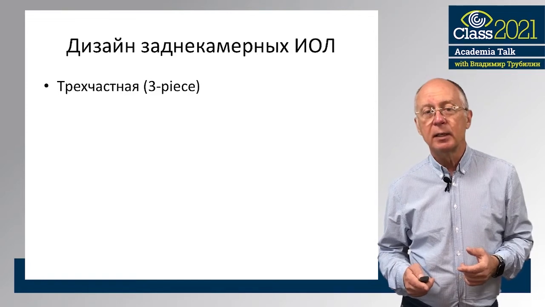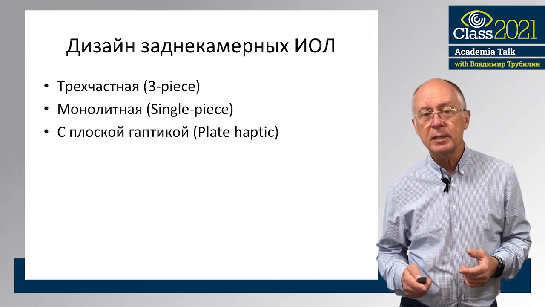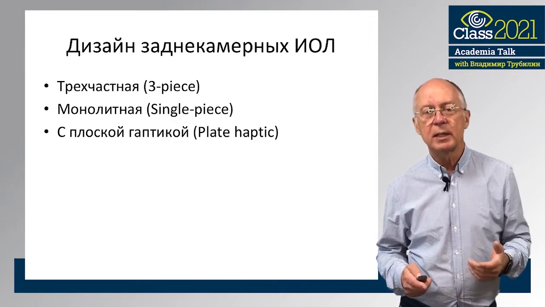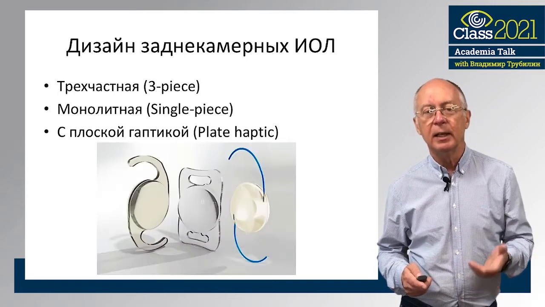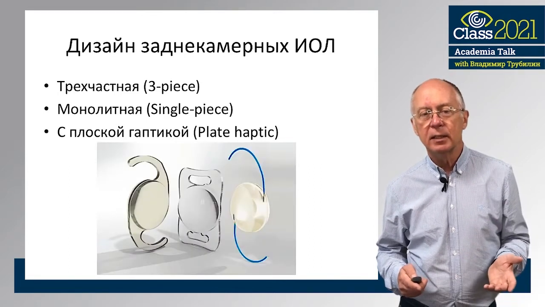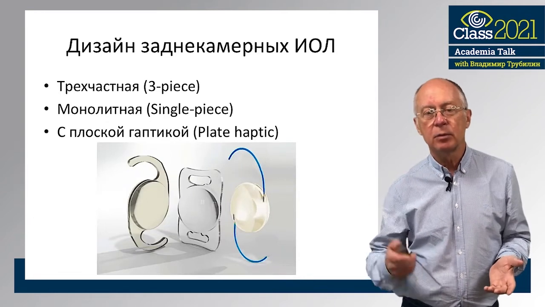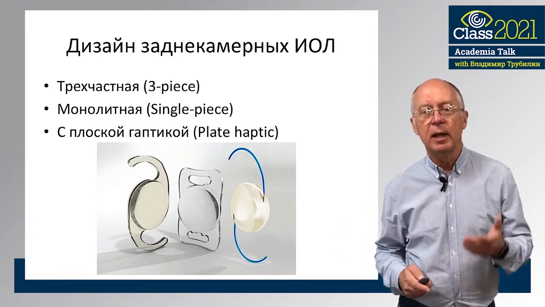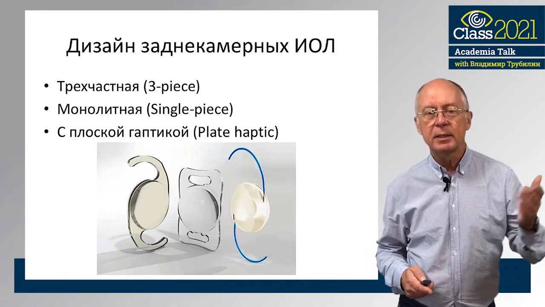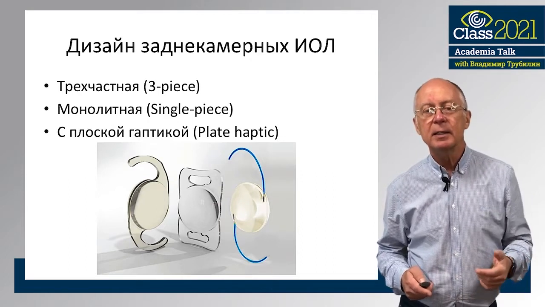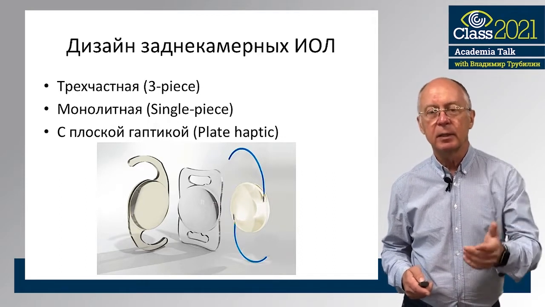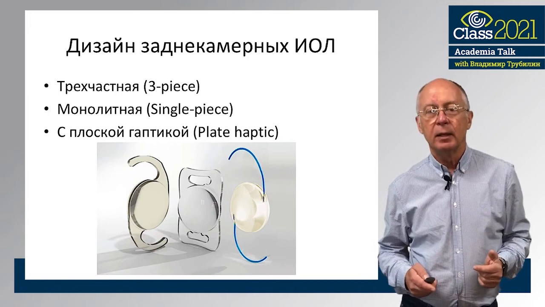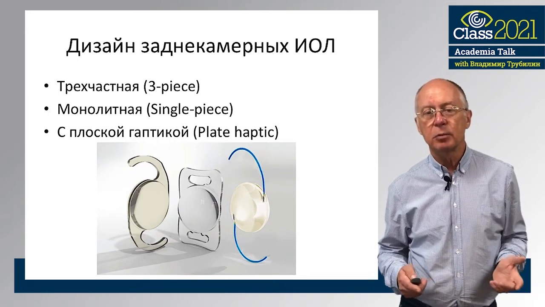The design of the posterior chamber lenses is diverse, but fundamentally they can be divided into three models. On the right-hand side of the slide you can see the three-piece IOL. The single-piece lens is on the left on the slide, and the plate haptic lens is in the center. At the moment, all three models are available, and each of them has its own advantages and disadvantages.